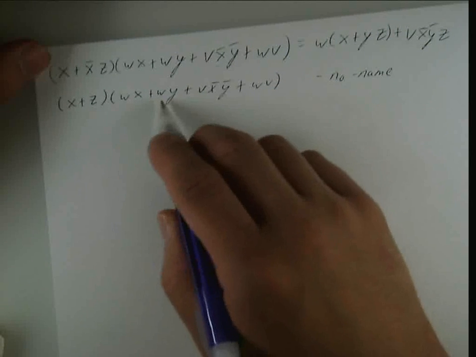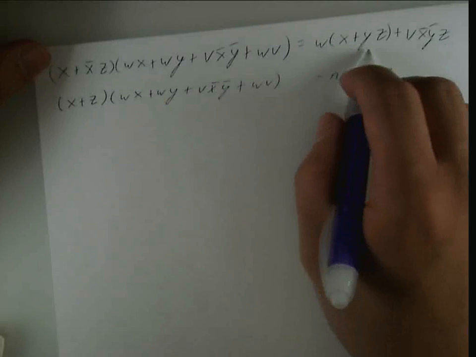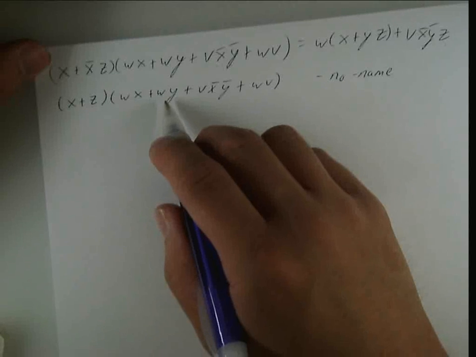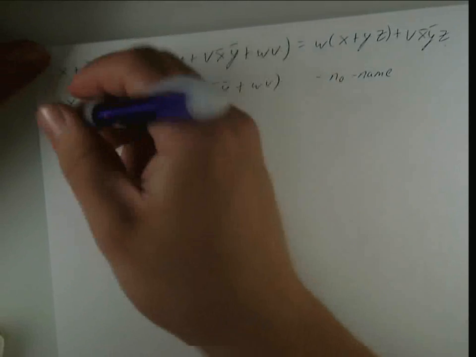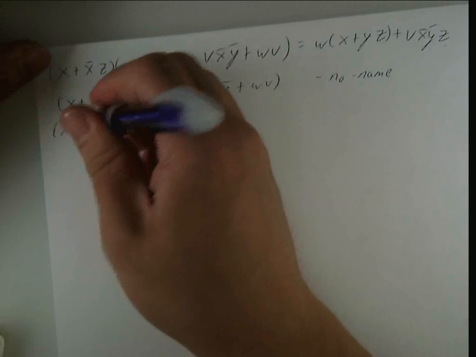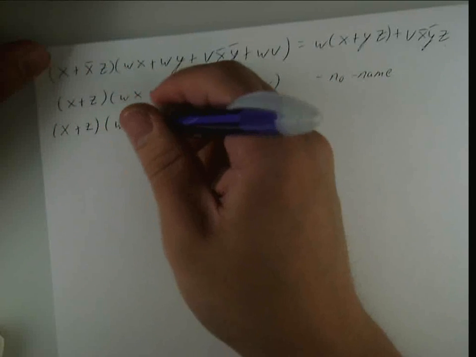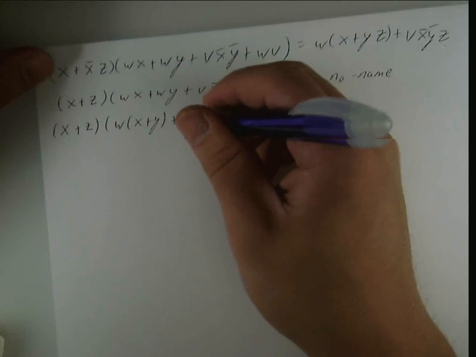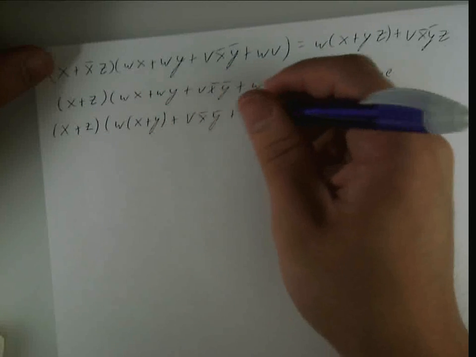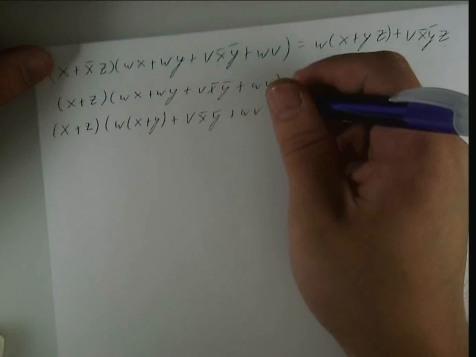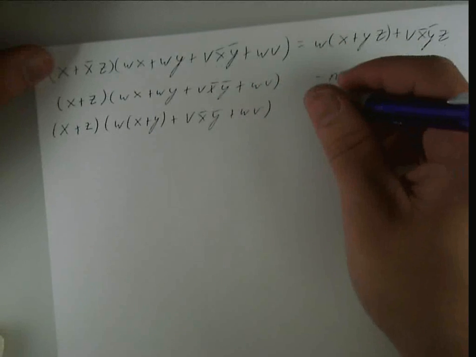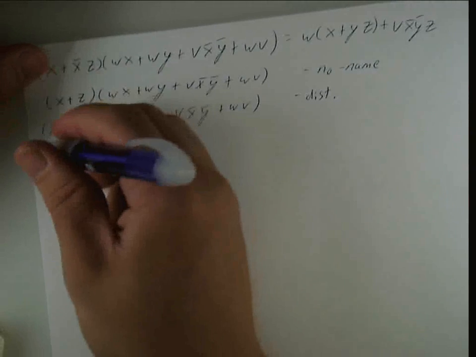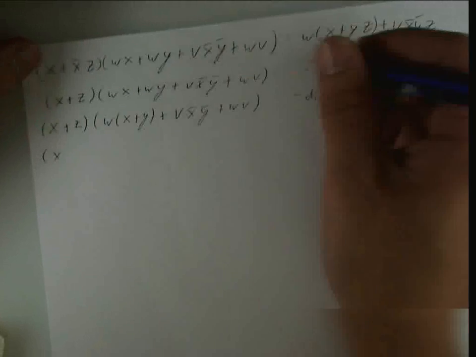I think I'm going to want to factor out, since I want to get this wx or y in here. I may want to factor this now or later. I'm not certain which one yet, but I'm going to try now. So x or z, w, x or y, or v x bar y bar, or wv. So that is distribution. So that's once.